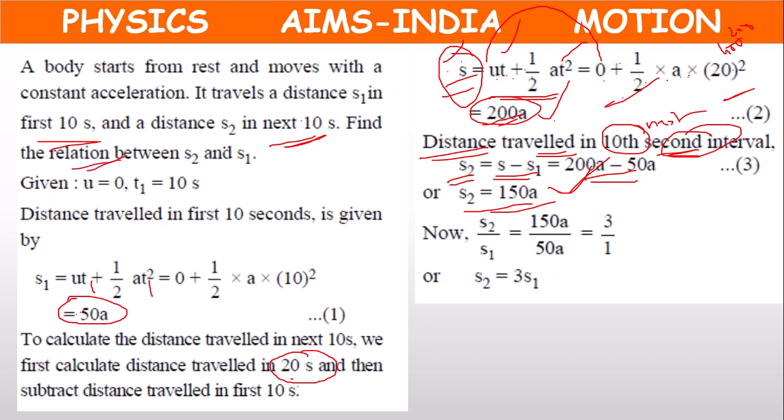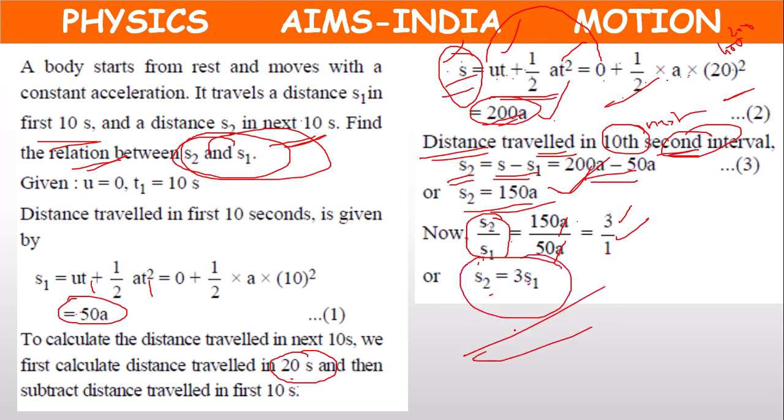Now they have asked us to find the relation between S2 and S1. Let's take the ratio. S2 by S1 equal to 150A by 50A. A gets cancelled. 15 by 5 is 3 by 1. So 1 into S2, S2, S1 into 3, 3S1. So S2 is equal to 3S1. This is the relation.